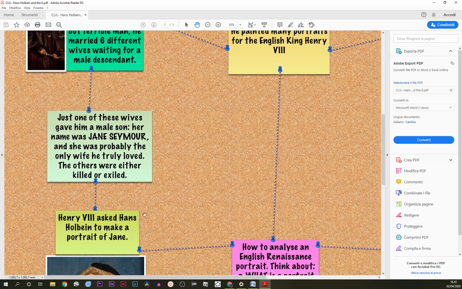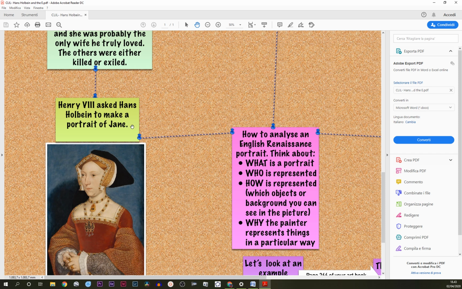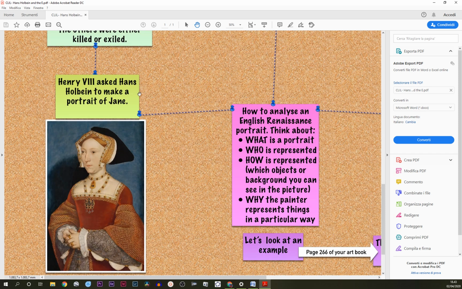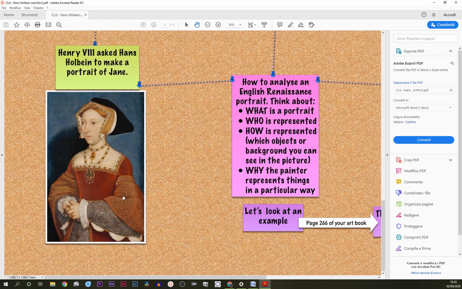Just one of these wives gave him a male son. Her name was Jane Seymour, and she was probably the only wife he truly loved. The others were either killed or exiled. Henry VIII asked Hans Holbein to make a portrait of Jane. So this is the portrait of his beloved wife. And this is one of his first works.